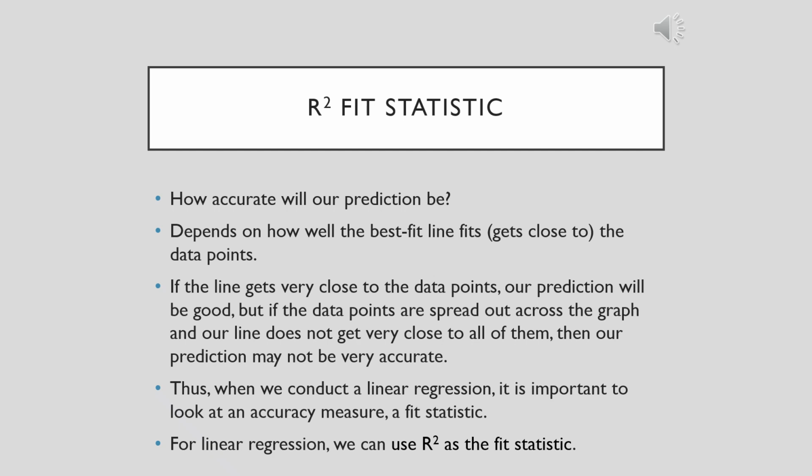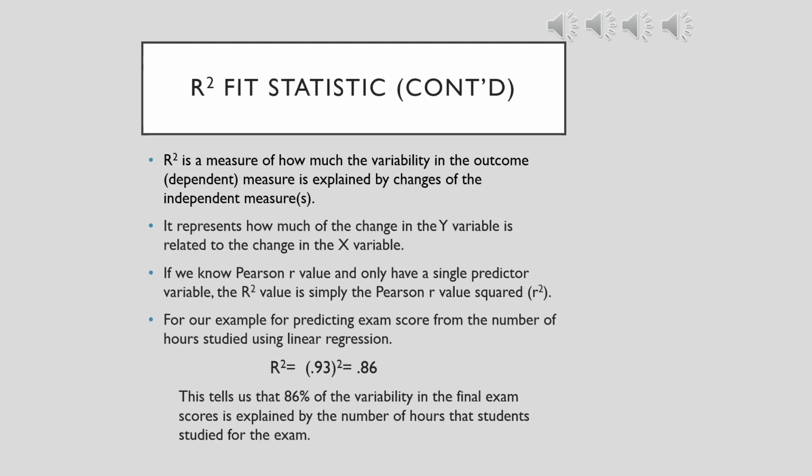And so there's a statistic called an R-squared statistic, which tells you basically how good is this estimate, this line that we're using to predict future observations. Another way of defining this R-squared statistic is saying it's a measure of how much variability in the outcome measure is explained by changes in the independent measure. So again, if a really high amount of variability is explained, that means that your X and Y variables tend to go together very strongly.